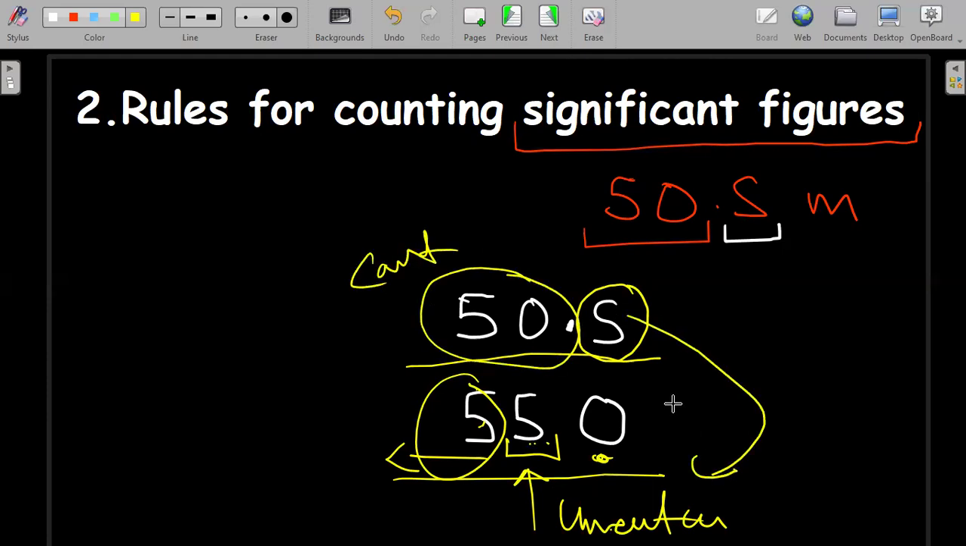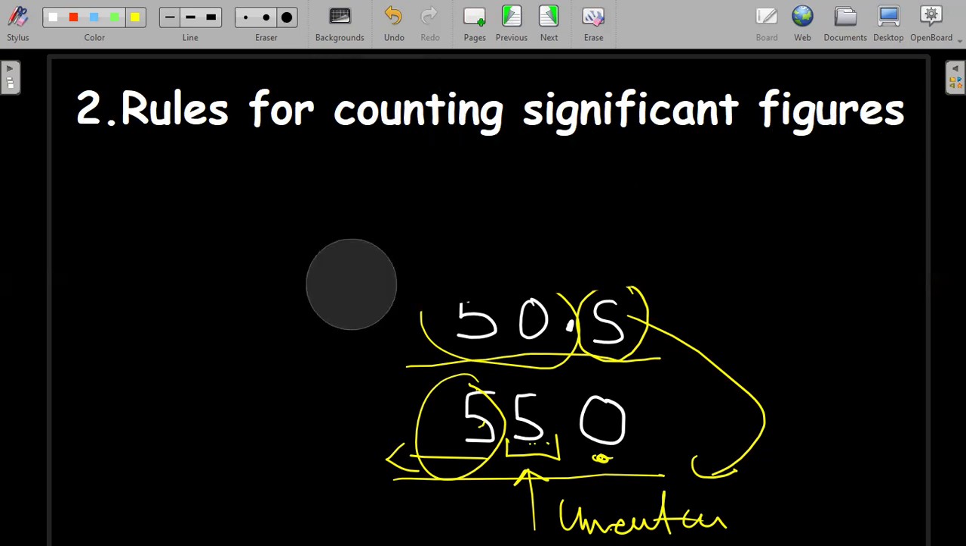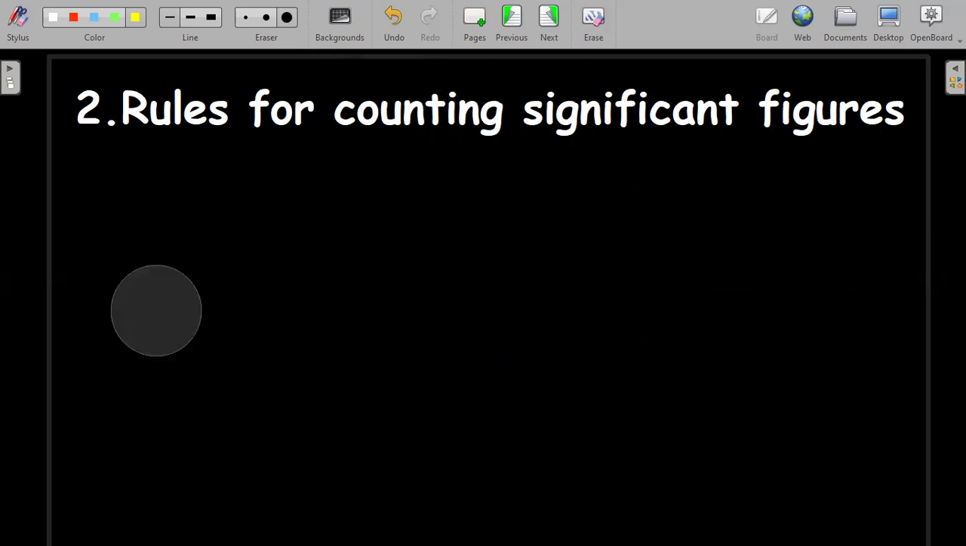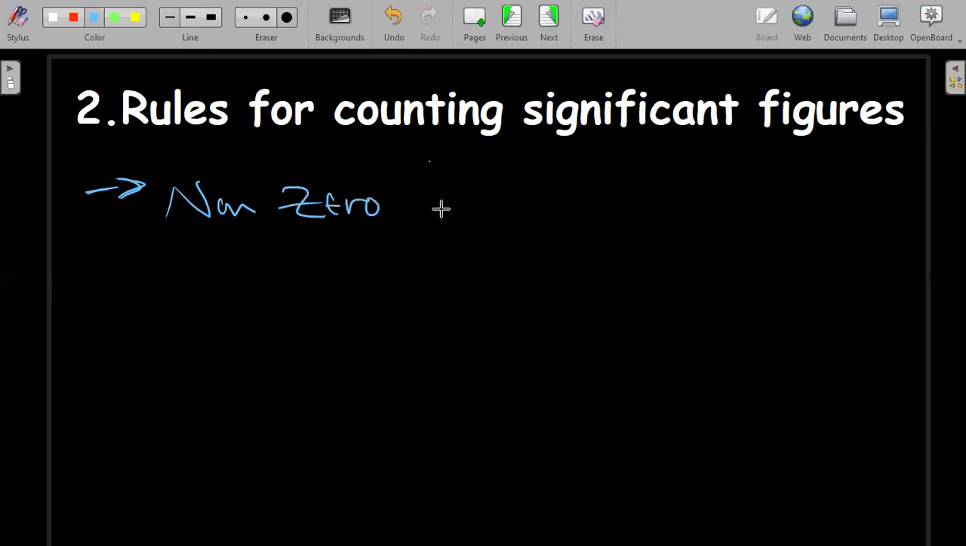So significant figures by definition are digits in a measurement or a calculation that are known to be reliable, or certain. All right, so there are about, is it 5 rules, that you need to know when you are counting significant figures. We are going to go through all of them. So the first one is that all non-zero digits are significant.